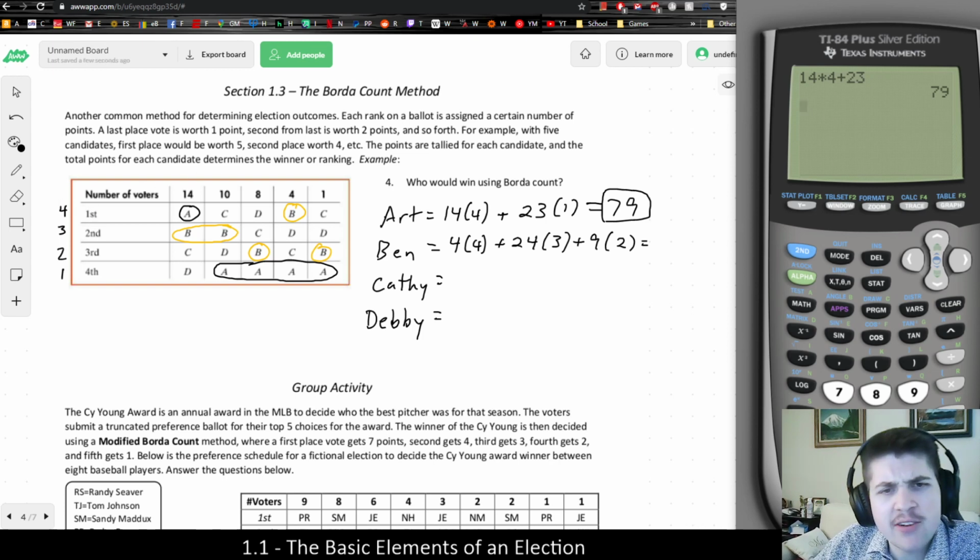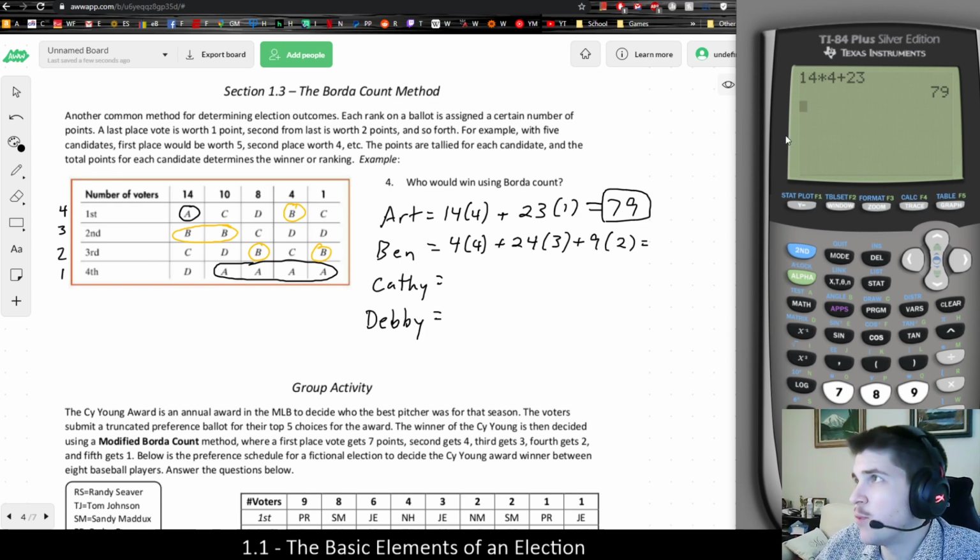Another way you could check yourself is to make sure each of these numbers adds up to the total number of voters, because in this system we had 37 voters. I wanted to make sure every one of those was taken into account. 14 plus 23 is 37, and 4 plus 24 plus 9 is 37. So I can see I've got everyone taken into account. I did not forget anything.